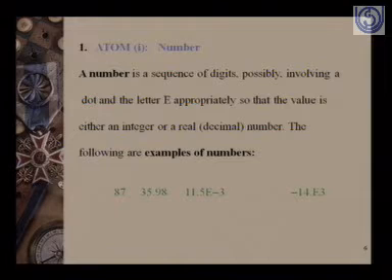Atom is further divided into numbers and so on. Here, I am discussing the number subcategory of atoms. A number is a sequence of digits possibly involving a dot and a letter E appropriately, so that the value is either an integer or a real number. The following are examples of numbers. 87, everybody knows, is a number. 35.98, 11.5e-3, which represents 11.5 raised to power minus 3, and -14., you note the point, e3. Here, -14. represents actually minus 14, or it also represents minus 14.0, and raised to power 3 is indicated by e3.